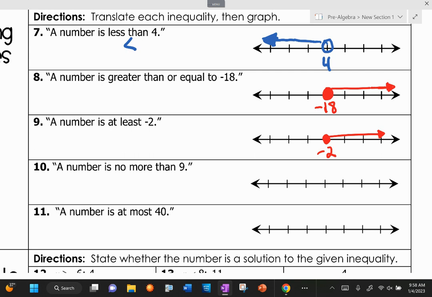Okay, number 10. A number is no more than 9. If we're saying a number is no more than 9, 9 is going to be the highest number we have or the lowest? The highest. And can we include 9? Yeah. It doesn't say to exclude it. So it's going to be a closed point. And that makes 9 the highest that we could have, so which direction do we need to go? Left.